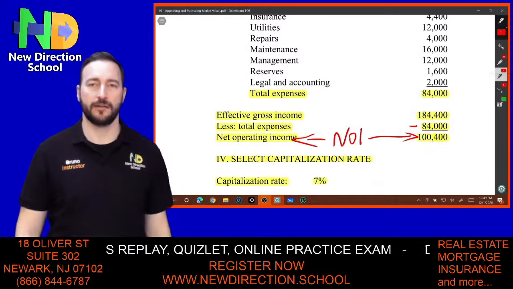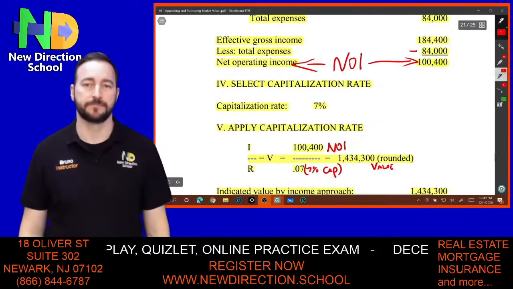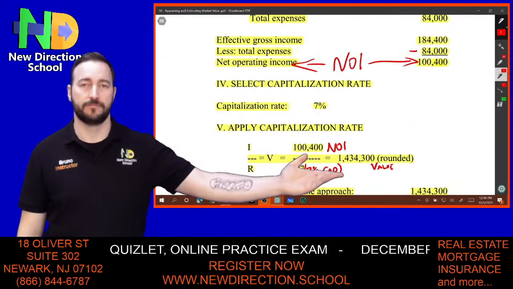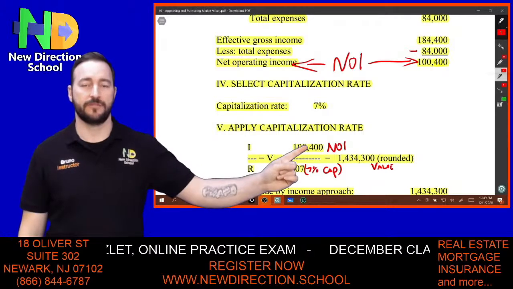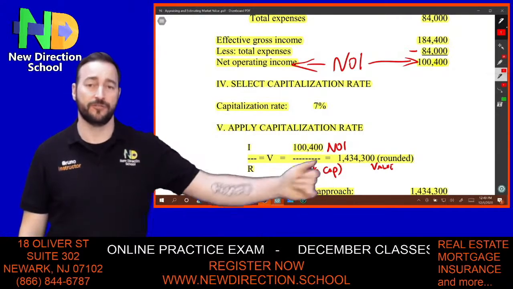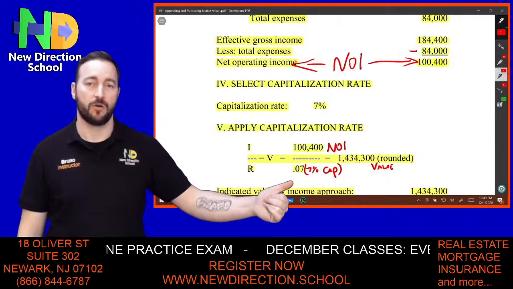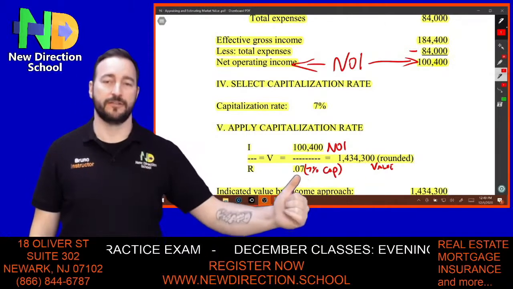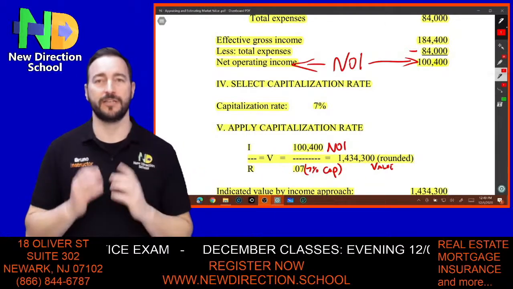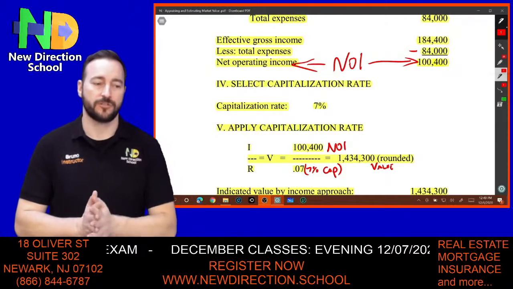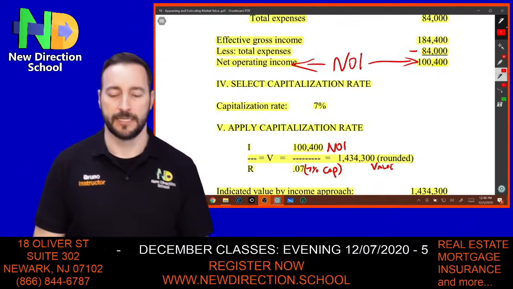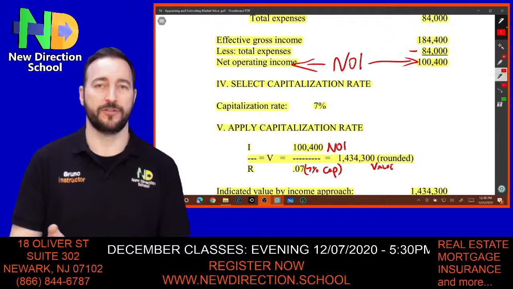Once you get the NOI, they'll give you the cap rate for you to figure out the value. Or they'll give you income and they'll give you value to figure out cap rates. Or they'll give you value and they'll give you cap rate to figure out income. But they'll give you all these numbers, right? So you just got to know the variations of the formula. And here's the good news.